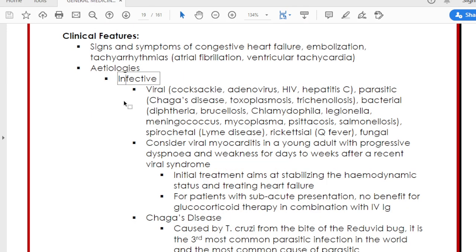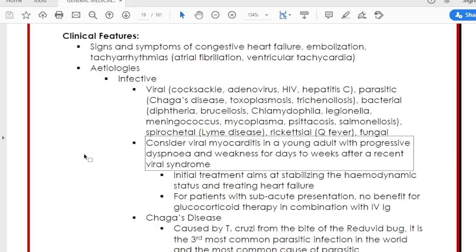Infective. Viral, Coxsackie, adenovirus, HIV, hepatitis C, parasitic, Chagas disease, toxoplasmosis, trichinellosis, bacterial, diphtheria, brucellosis, chlamydophila, legionella, meningococcus, mycoplasma, psittacosis, salmonellosis, spirochetal, Lyme disease, rickettsial, Q fever, fungal.